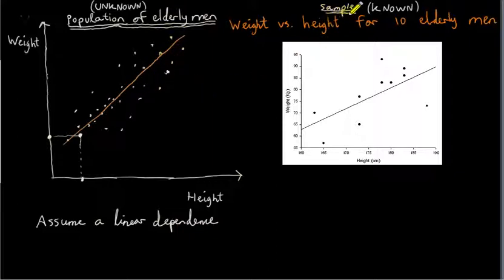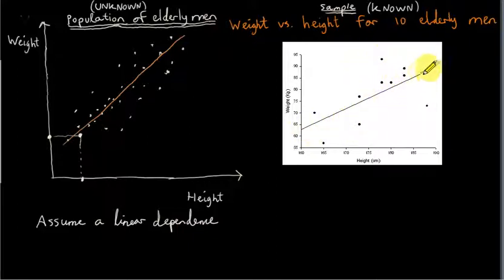So we take a sample, because we can work with a small sample. So here we have a sample of 10 elderly men. We can know everything about these 10 elderly men, but as for the population, there's so many people involved that it's not feasible. So from this sample we can try to get what's called our line of best fit and use this line as an estimate for the line of best fit of our population. So these 10 points represented 10 elderly men.